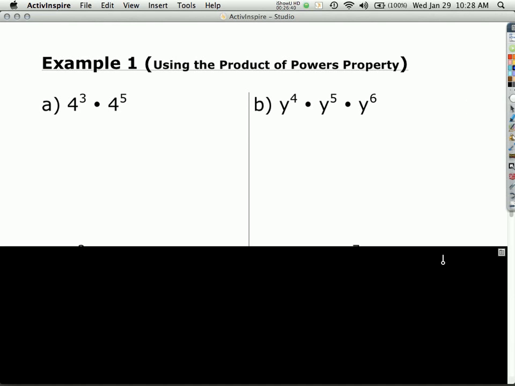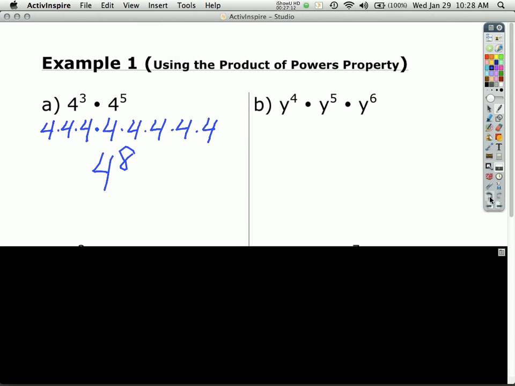You could do this. Okay, that's 4 to the third. That means 4 times 4 times 4 times, and then that means 4 times 4 times 4 times 4 times 4. Okay, 1, 2, 3, 4, 5, 6, 7, 8. Okay, the answer is 4 to the 8th power. If you'd like to do that, you may go ahead and do that. Anyone have a shortcut for that so I can save myself some time?